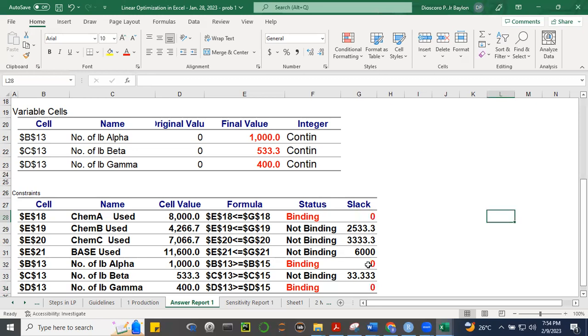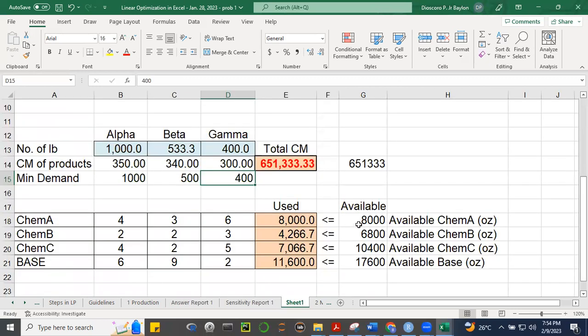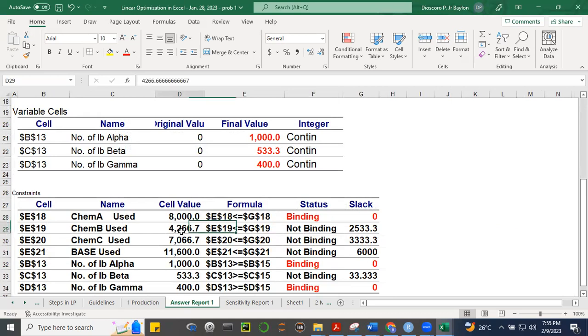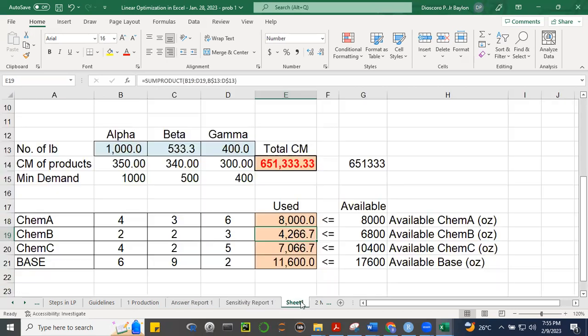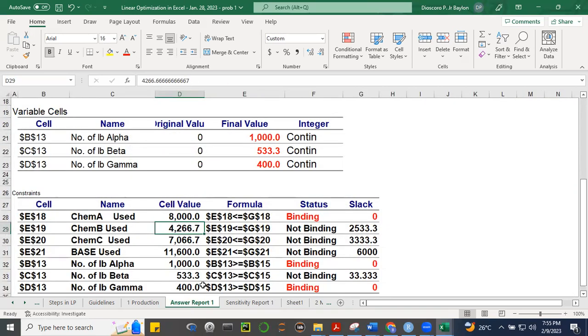Okay? On the other hand, you have the other constraints where the left-hand side is not equal to the right-hand side. Okay? So for example, si chemical B, ang available natin 6,800, pero ang nagamit natin 4,266.7. So if you take a look at the answer report, 4,266.7 out of the, ilan yung available natin dito? Ang available natin is 6,000. Therefore, meron tayong unused na 2,533. So the difference between the available and the used is your slack. Well, at least for less than or equal to.